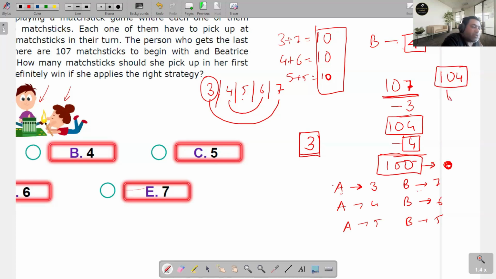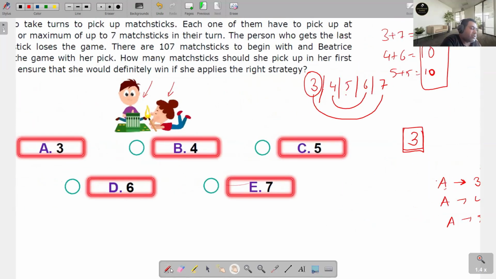And then it will be Adam's turn. At that time there are 3 matchsticks left, which we saw from here. Adam will lose. He'll have no other option but to pick up those 3 matchsticks. So Beatrice would pick up 4 matchsticks in her first turn, and that's the correct answer. B is 4. I hope this helps, and maybe you can play this game at home and understand this.